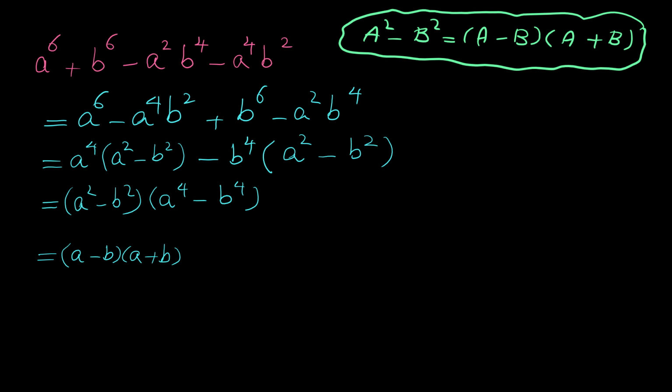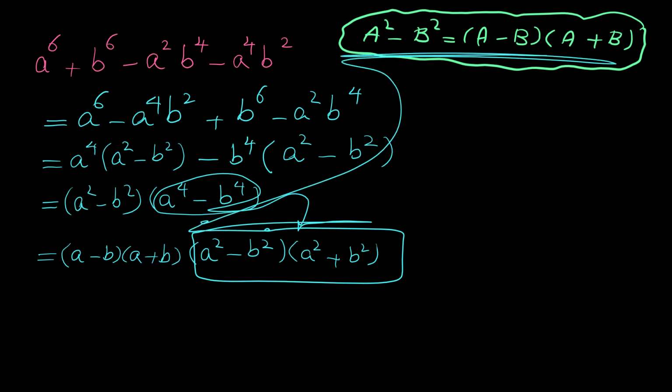What about a⁴ minus b⁴? Based on that identity, again the difference of squares identity, we can write a⁴ minus b⁴ in the form of a² minus b² times a² plus b². Let me explain to you what happened from here to here.